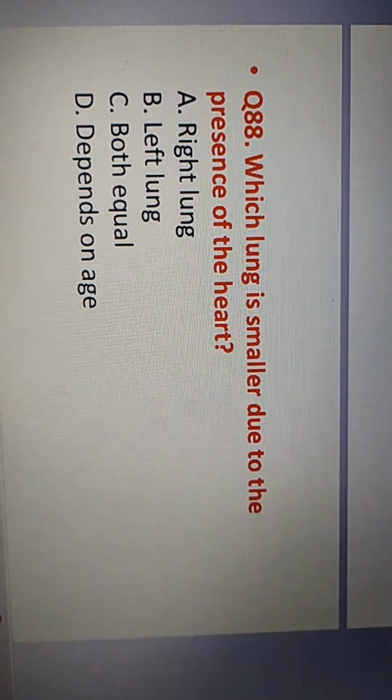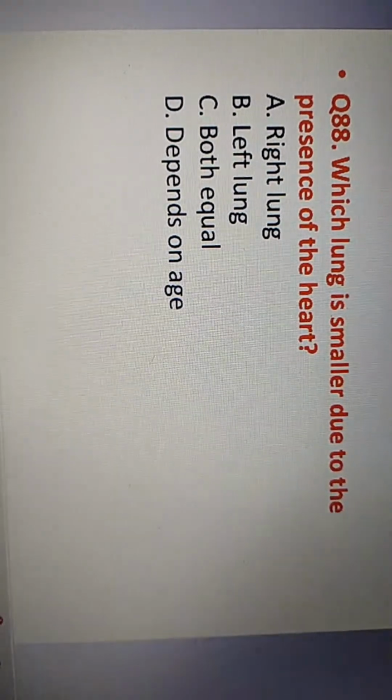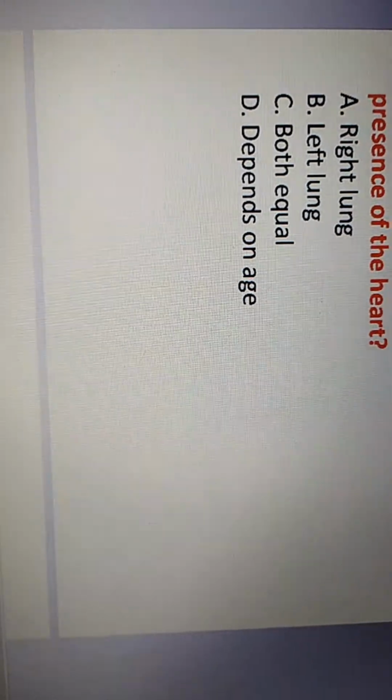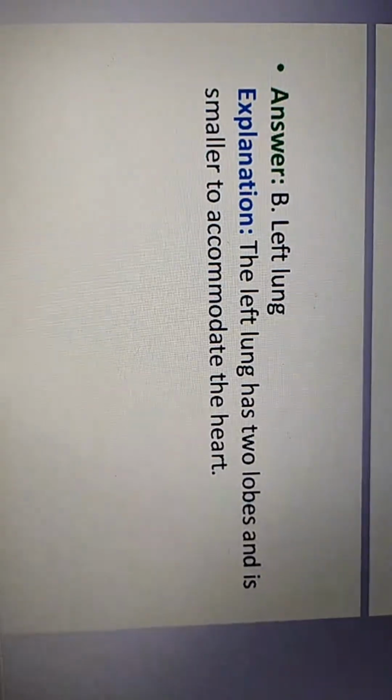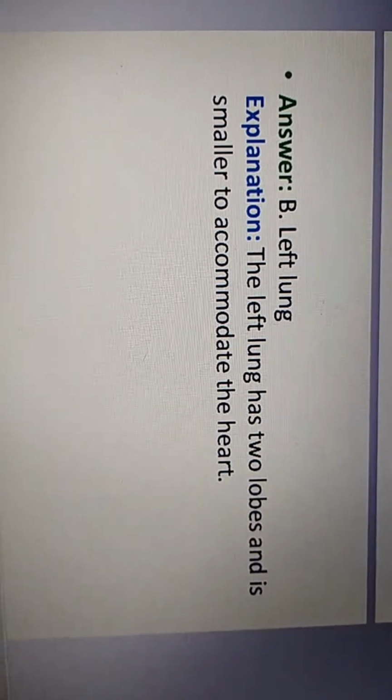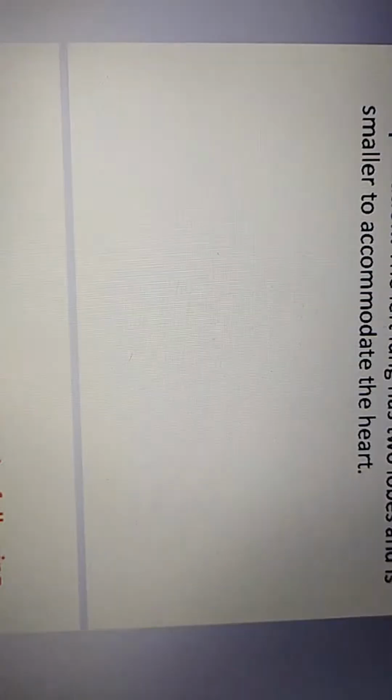Which lung is smaller due to presence of heart? Option A right lung, option B left lung, option C both, option D depends on each. The correct answer is option B left lung. The left lung has two lobes and is smaller to accommodate the heart.